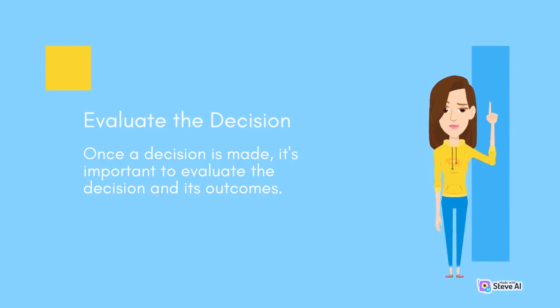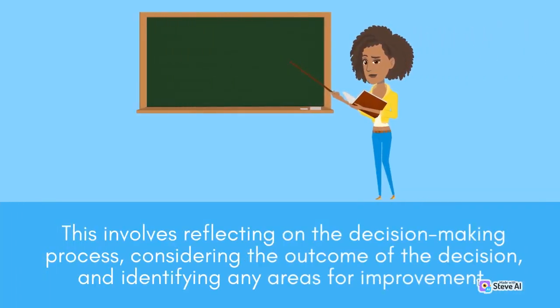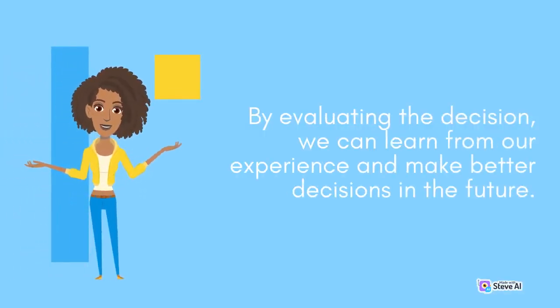Evaluate the decision. Once a decision is made, it's important to evaluate the decision and its outcomes. This involves reflecting on the decision-making process, considering the outcome of the decision, and identifying any areas for improvement. By evaluating the decision, we can learn from our experience and make better decisions in the future.